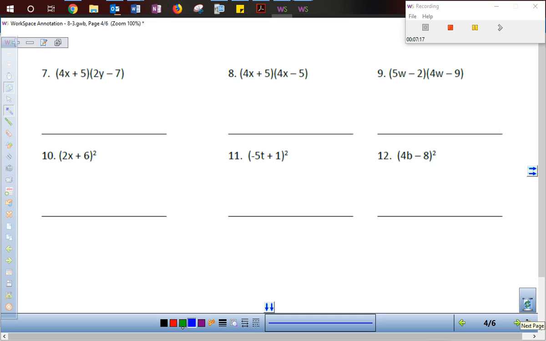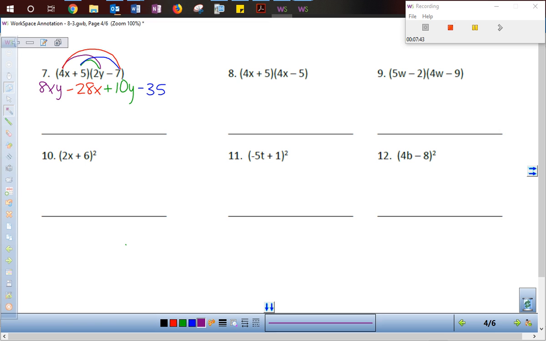On number 7, I have 4x plus 5 times 2y minus 7. So we're going to start with first, which gives me 4x times 2y, which is 8xy. Outside is 4x times negative 7, which is negative 28x. Inside, 5 times 2y gives me 10y. And last, 5 times negative 7 gives me negative 35.